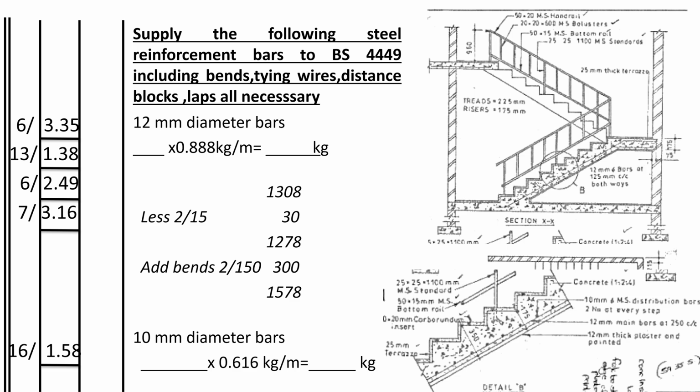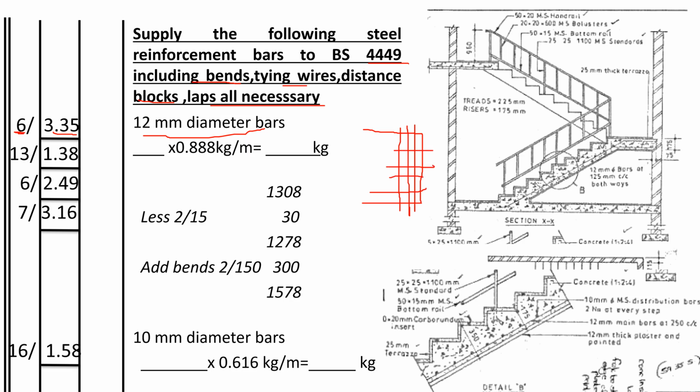Booking it is recording it in the takeoff sheet. Supply the following steel reinforcement bars to BS 4449, including bends, tying wires, distance blocks, laps, all necessary. So for 12 millimeters diameter bar, we shall compile all of them. So we shall start with the landing. We shall have six bars at the landing, whose length is 3.35. You remember now at the landing, these bars will be going like this. There will be 6 and their length shall be 3.35. Then we shall have 13 bars going like this at the landing.